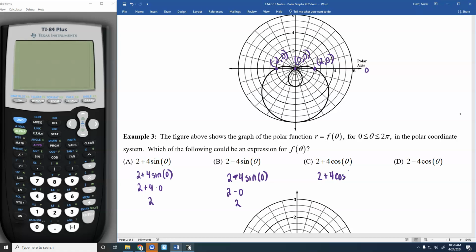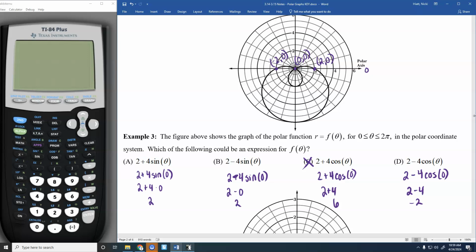We should just plug in 0. Cosine of 0... this would be 2 plus 4, which would give us 6. That's not... So I think we're going to throw that one out. And then this one, now this one we can't throw out because this is going to give you 2 minus 4, which is negative 2. So I think C is the only one you can throw out.